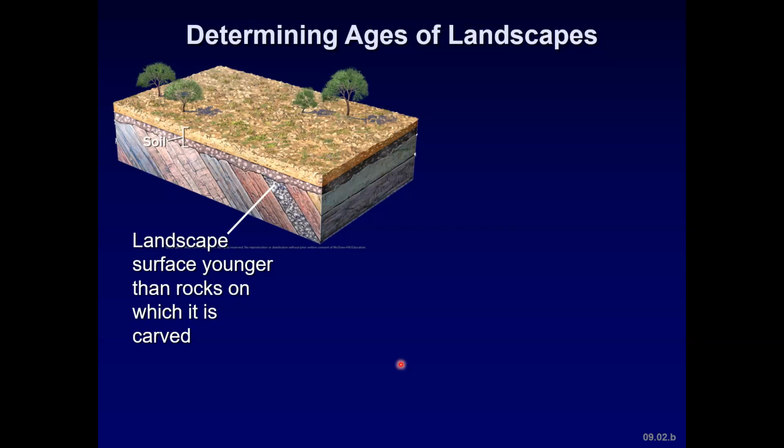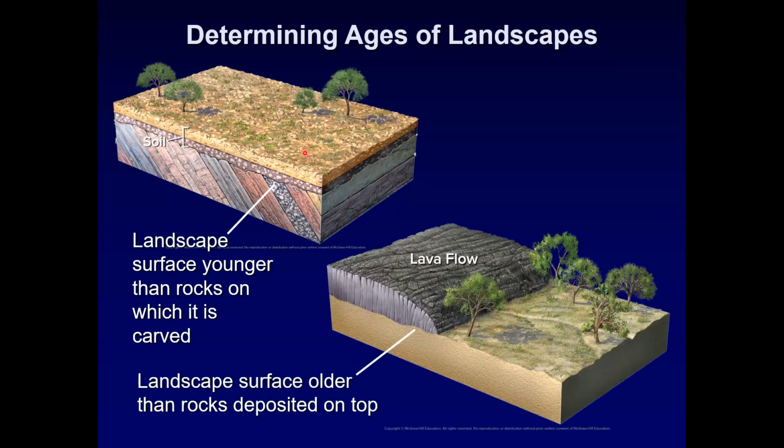All right, so how do we determine the ages of landscapes? We have a block diagram here with tilted layers and soil deposited above. The landscape surface is younger than the rocks on which it is deposited. So the landscape itself is younger than the tilted layers. We have a lava flow on top of sediment, and that surface is older, actually, than the rocks deposited on top. The lava flow is younger.